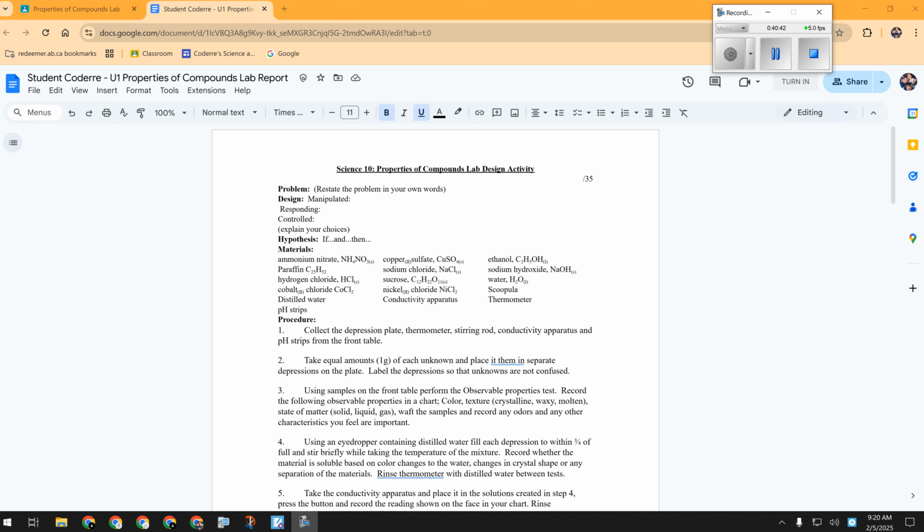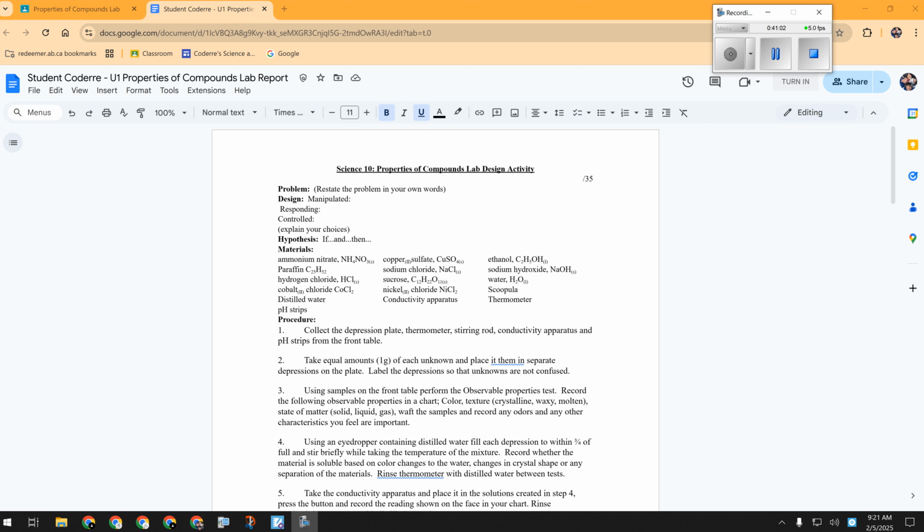Controlled variables come in two categories. Conditional controlled variables would be the conditions in which you perform the lab. Conditional variables can be things like temperature, atmospheric pressure, anything that is kind of environmental.